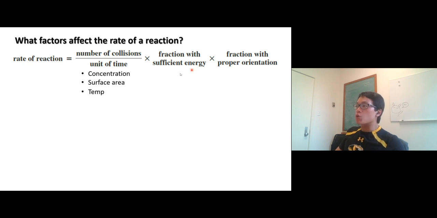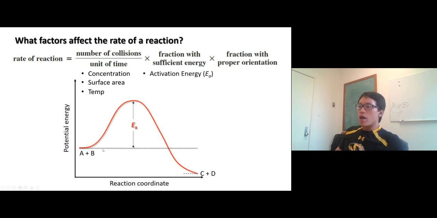Next is the fraction with sufficient energy, the activation energy. Reactants have to overcome the activation energy. If the activation energy is low, it is easy to overcome, just like walking up a hill. If the hill is not as high, it's easy to walk. So the reaction goes quickly. If the activation energy is high, the reaction goes slow.